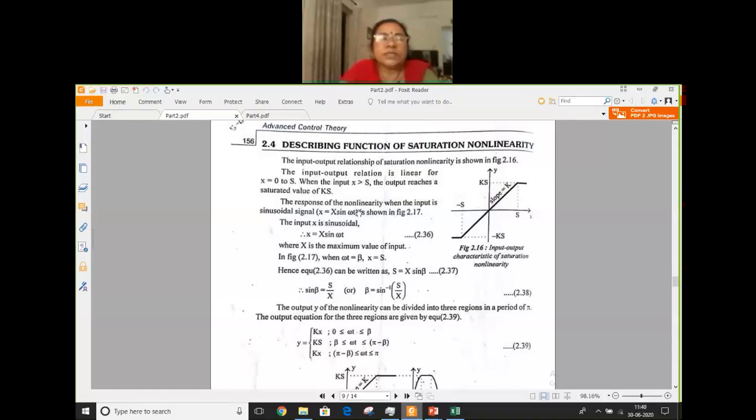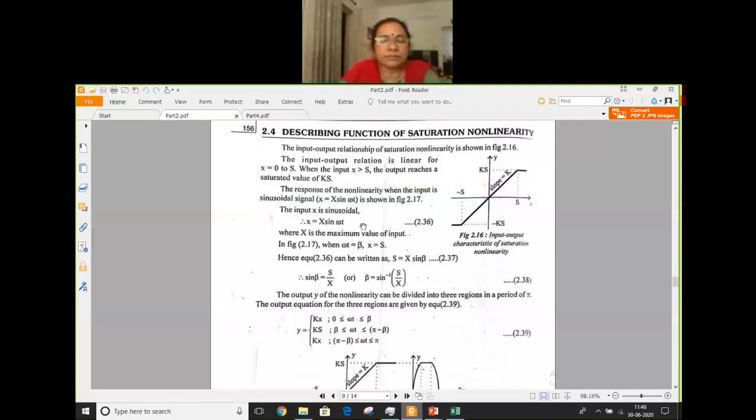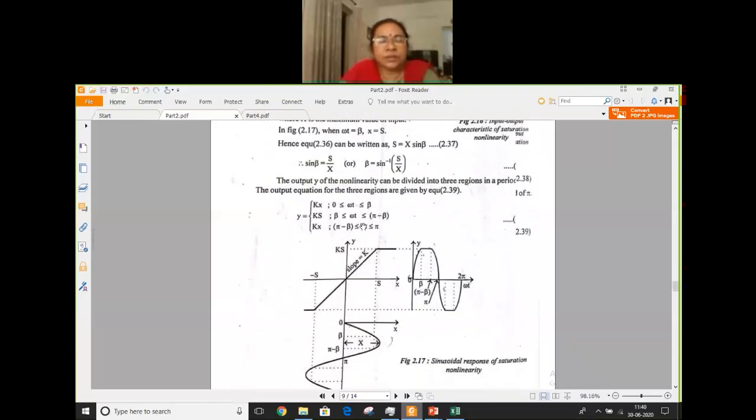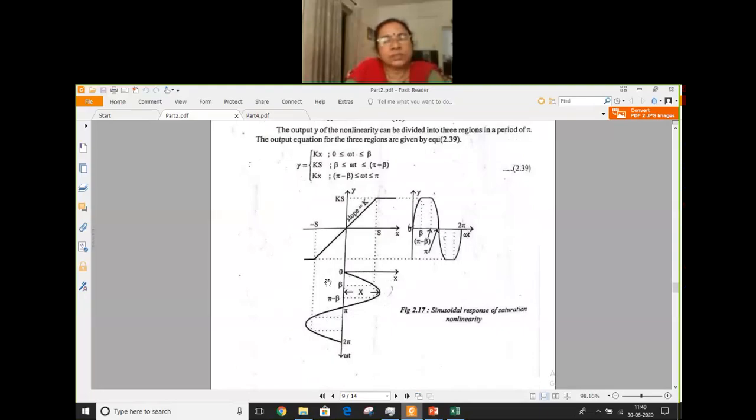The response of the nonlinearity when the input is a sinusoidal signal is shown in figure 2.17. For the nonlinear system, the input is the sinusoidal one. You can see this input. Since the system is nonlinear, it is a saturation nonlinearity. The output, instead of being sinusoidal, you will be getting this clipped one. Got it? You won't get a sinusoidal one. It is a clipped one.